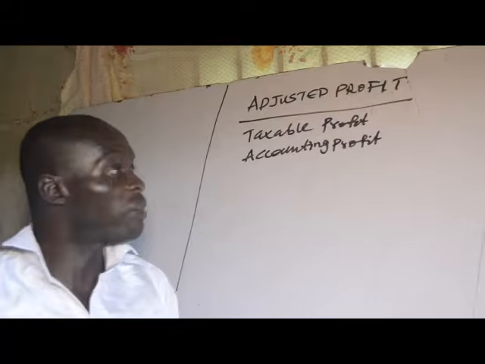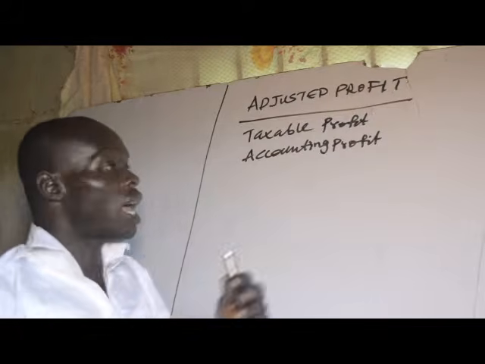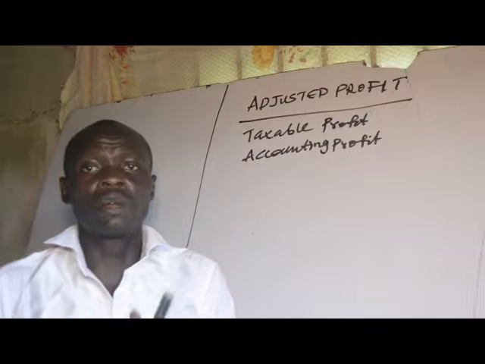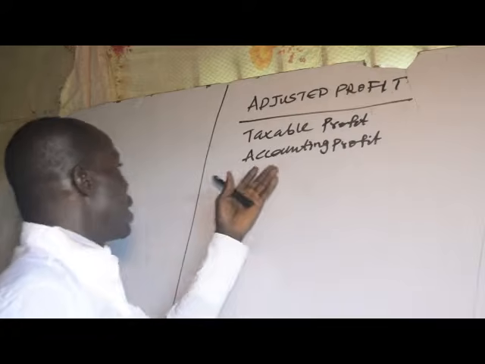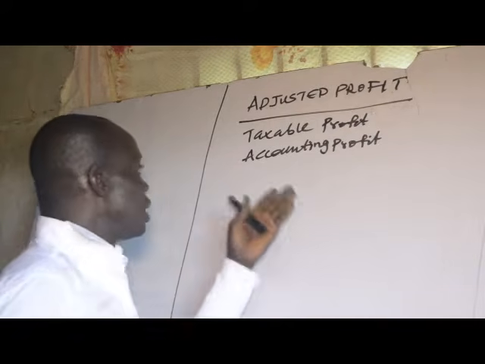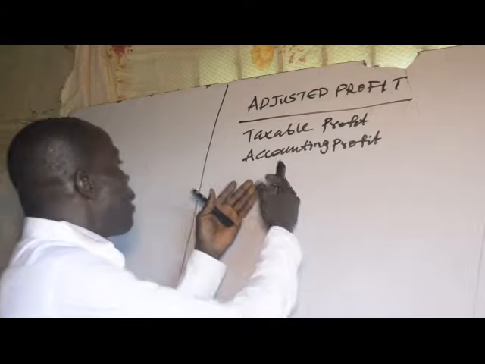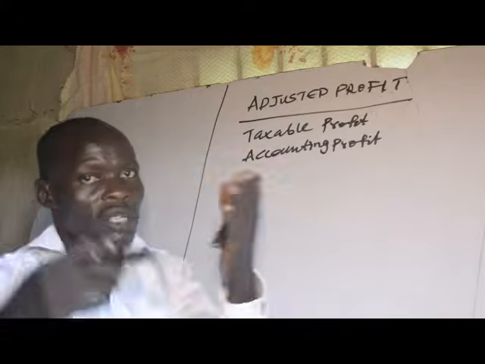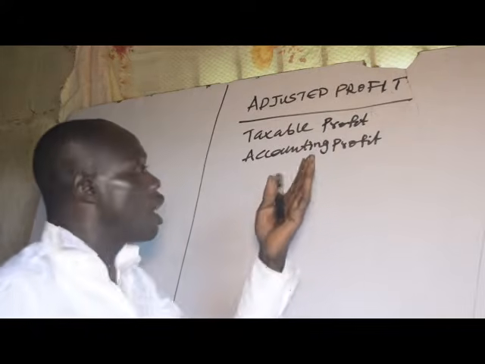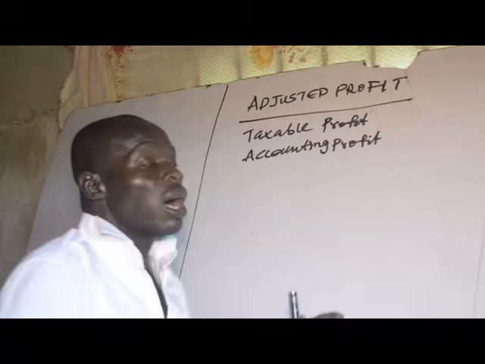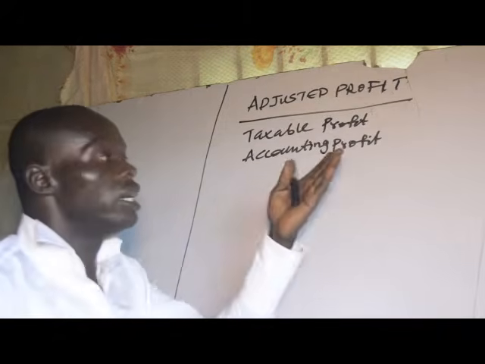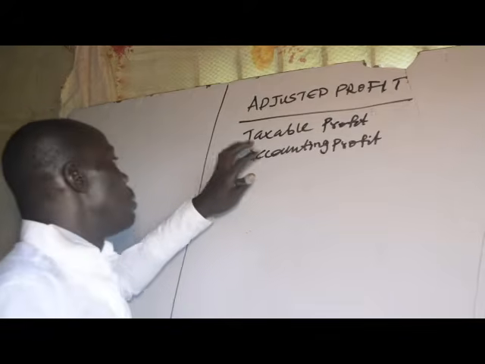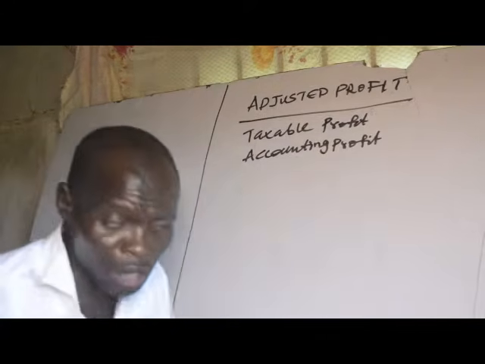Accounting profit is the profit or loss as shown in the account. The profit or loss as revealed by your income statement is said to be the accounting profit. It is the net profit or losses revealed by the statement of profit or loss.